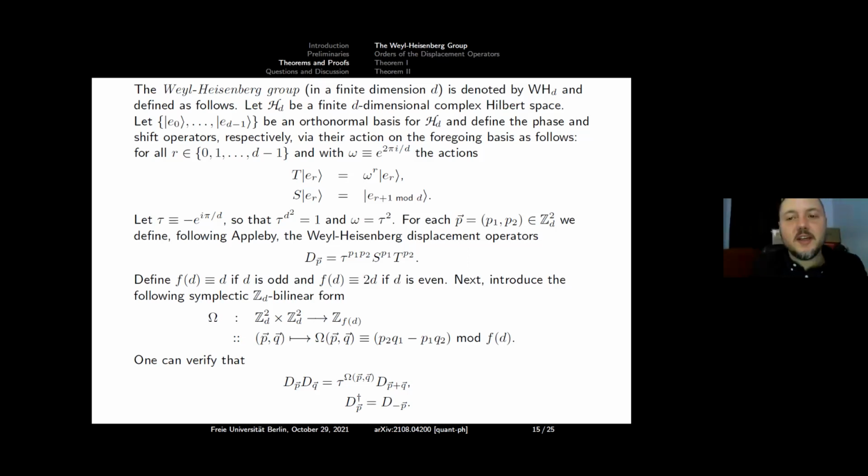Okay, so I think I want to digest your question. You're asking whether two different phase conventions will create two mutually inequivalent projective unitary representations of Z_D squared. Is that what you're asking?